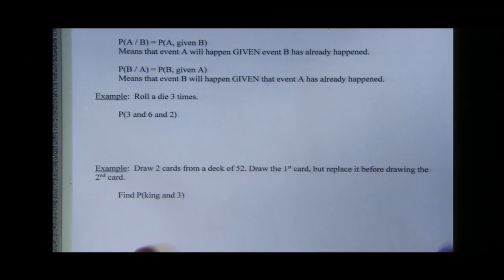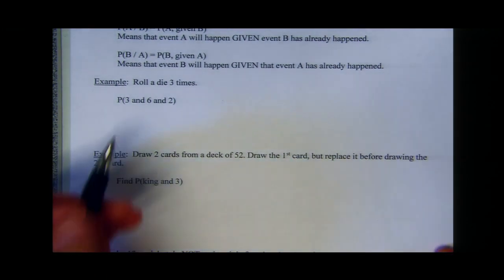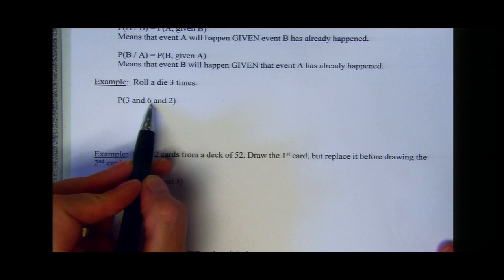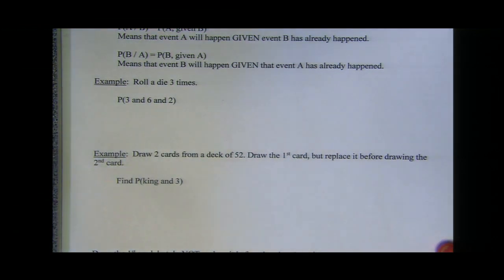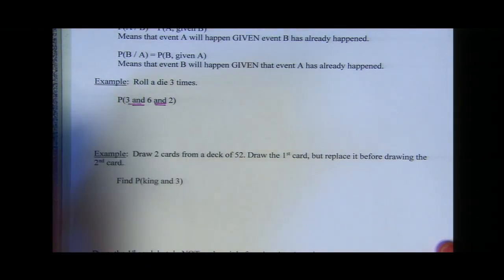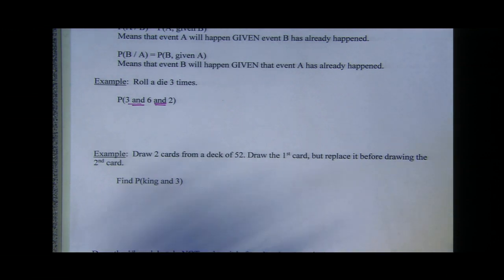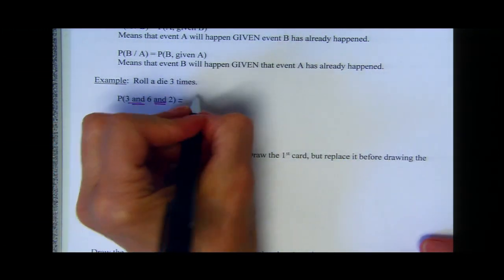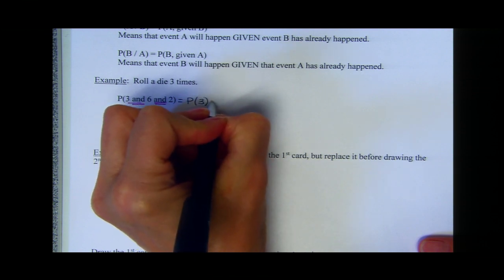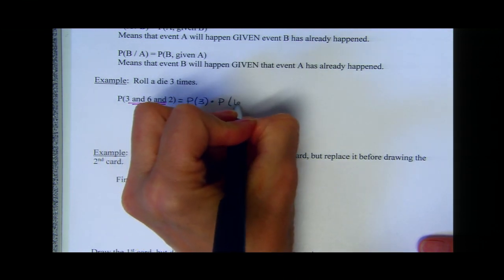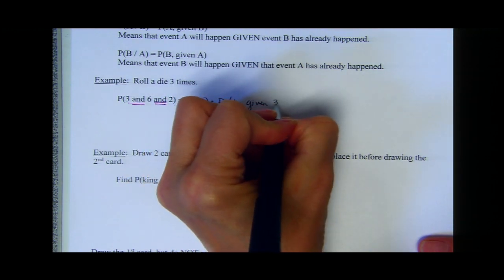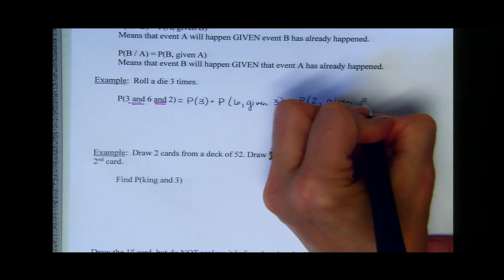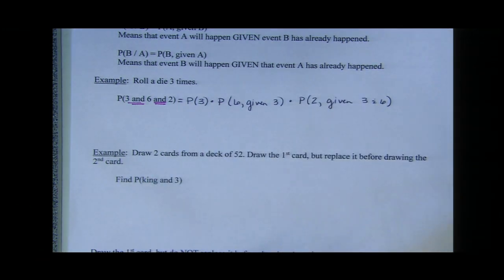In this first example, we're going to roll the die 3 times, and it wants to know the probability that you get a 3 on the first roll, and a 6 on the second, and a 2 on the third. One of the things that you need to notice is "and." That tells me I'm going to apply the multiplication rule. This is what it would look like rewritten using the multiplication rule: the probability of 3, times the probability of rolling a 6 given that you got a 3 on the first roll, times the probability of rolling a 2 given that you got a 3 and a 6 in that order on the first 2 rolls.